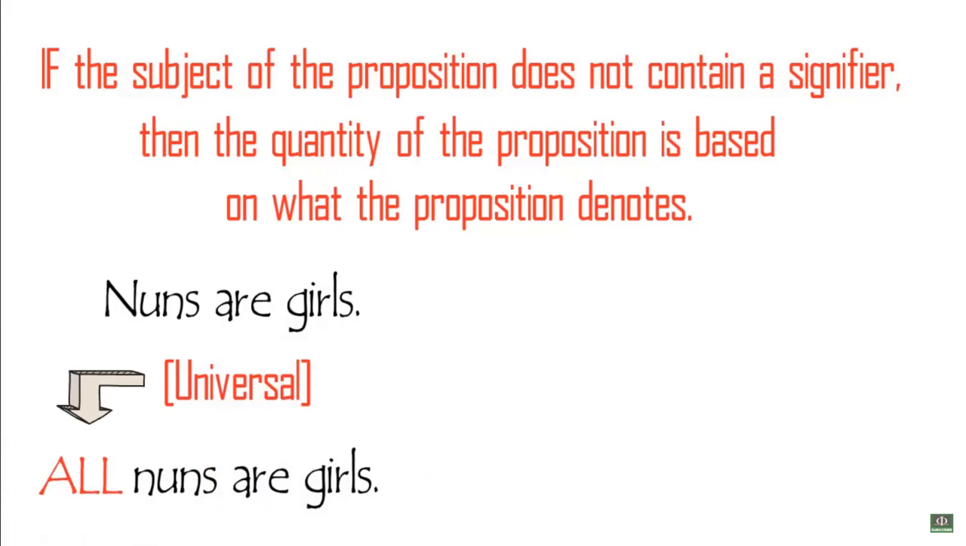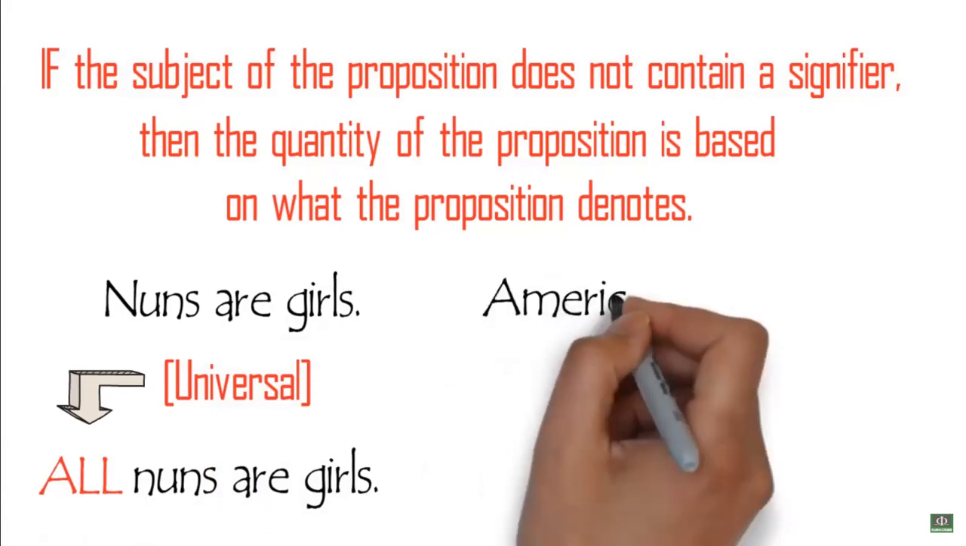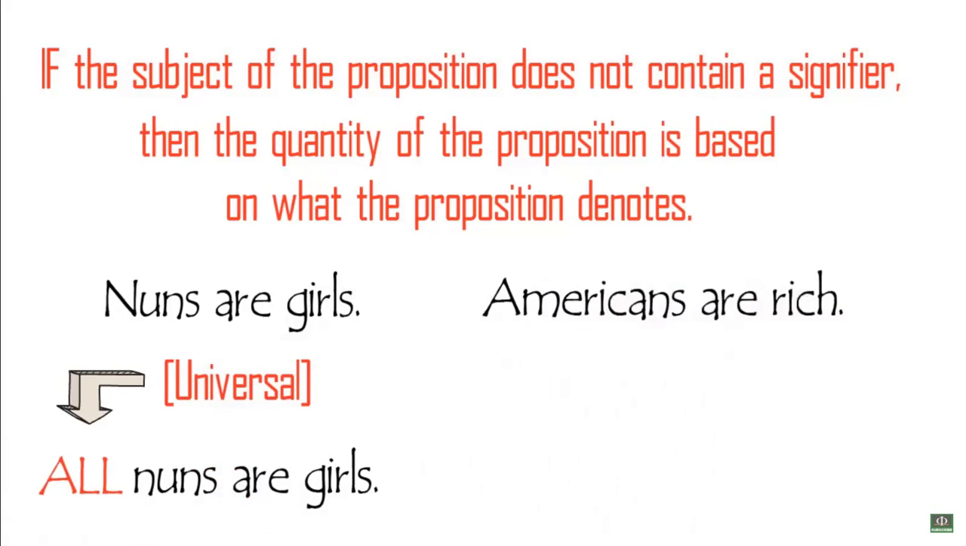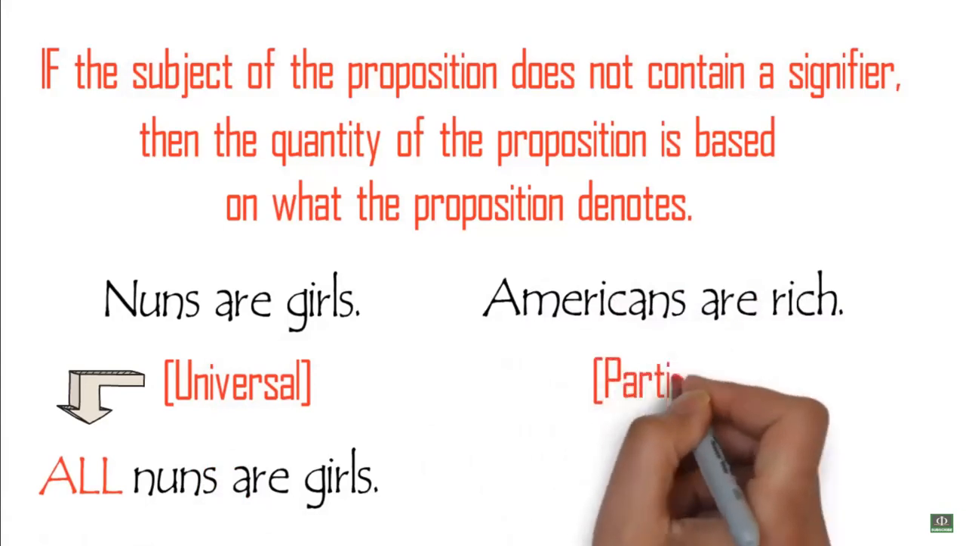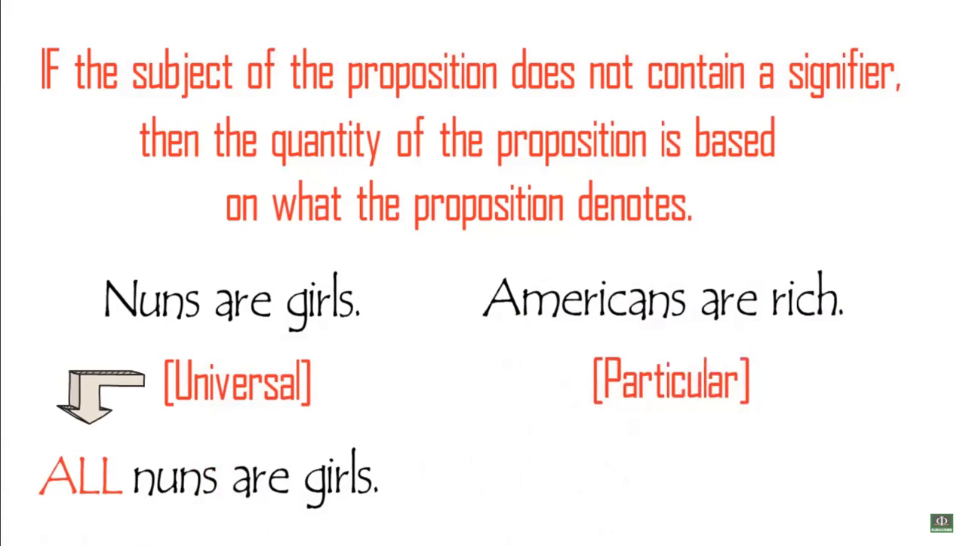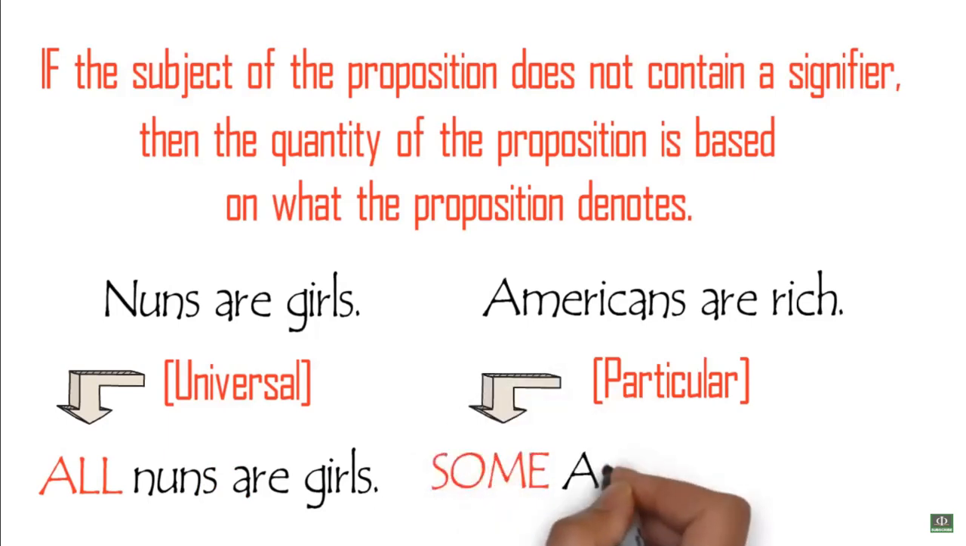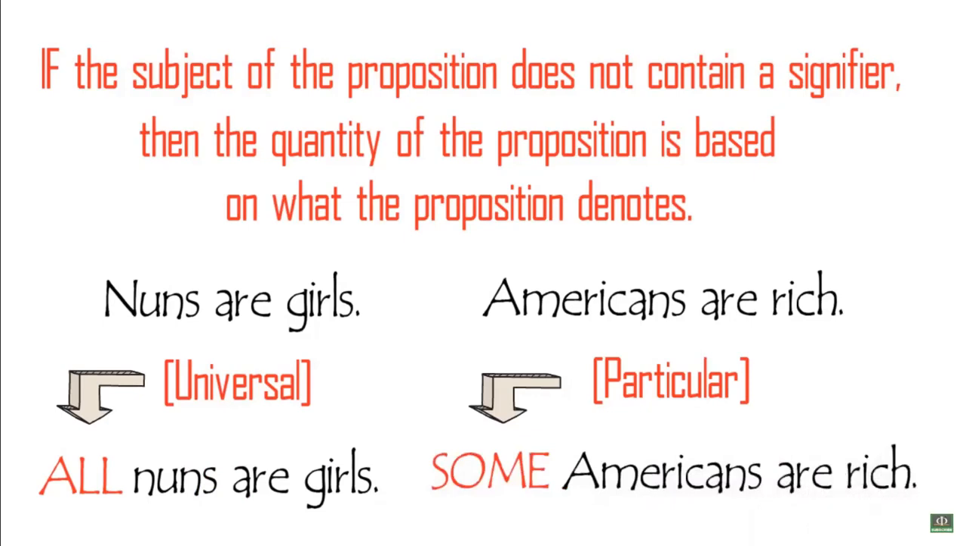Let's consider another example. Americans are rich. Obviously, this example denotes particularity because it's not sound to assume that all Americans are rich. Of course, many Americans are rich, but reason tells us that not all of the Americans are rich. Hence, this proposition can be translated as follows. Some Americans are rich.